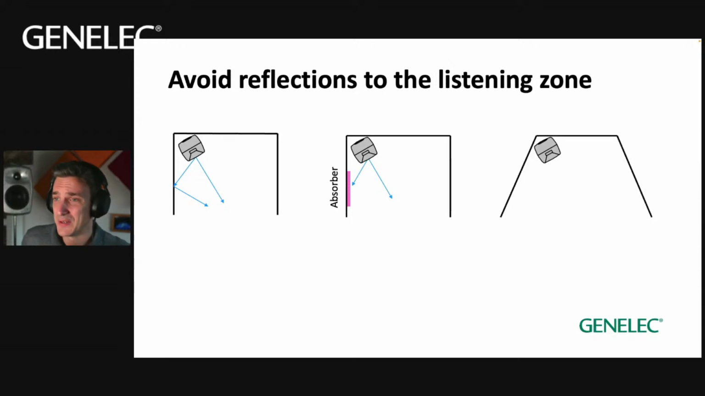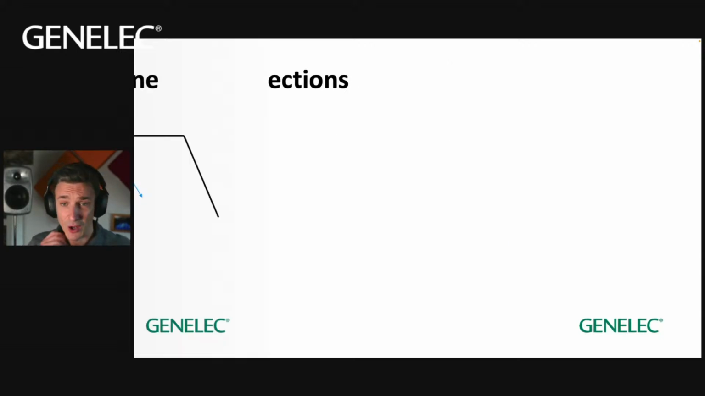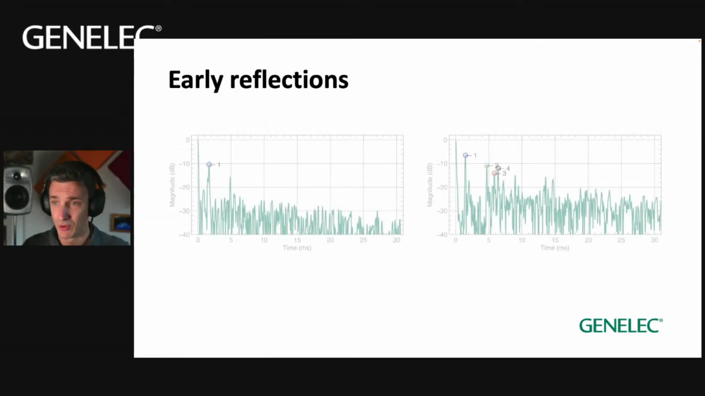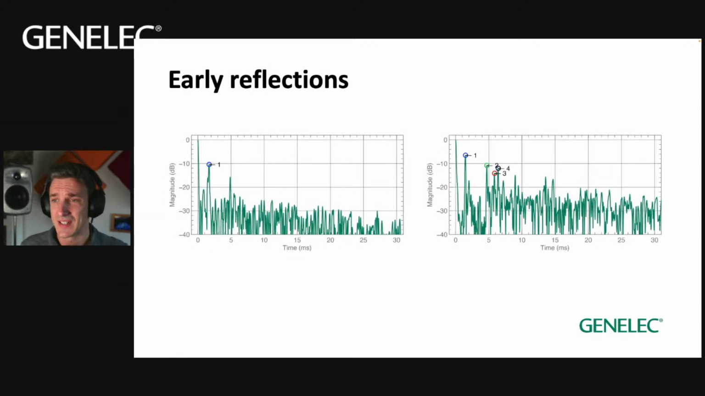Or this is the reason why you see so many non-parallel walls in professional studios. If you don't have these rectangular angles, it's also easier for the reflection to just not reach the listening zone anymore. Early reflections can also be measured with, for example, Room EQ Wizard. This is now an example from our room acoustic report. I can show it to you a little later.